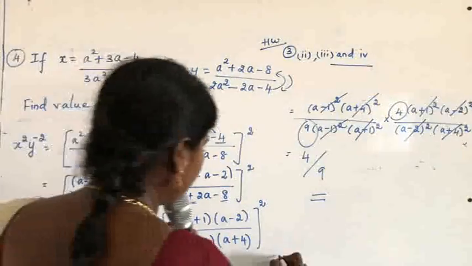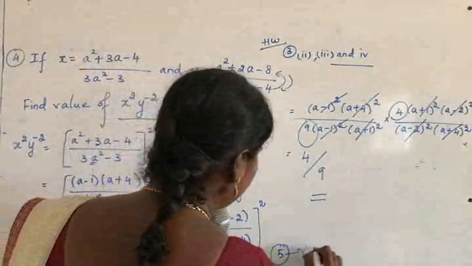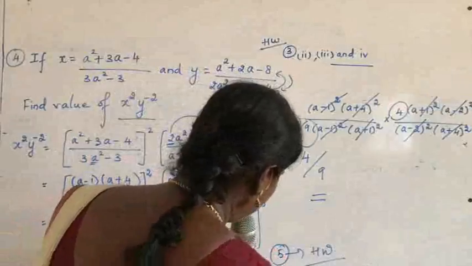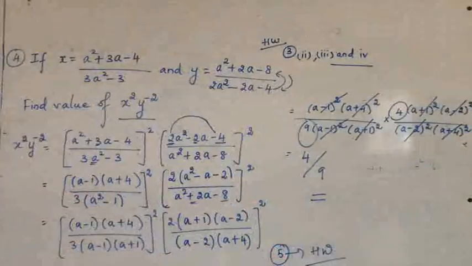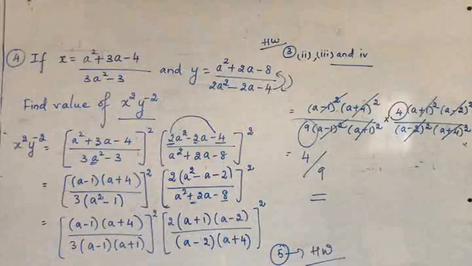We have one more sum, that is the fifth sum. The fifth sum will be your homework. And we have completed our exercise 3.5. I hope you would have understood the sums. Practice the sums so that it makes you perfect. Okay children, we'll meet in the next class.